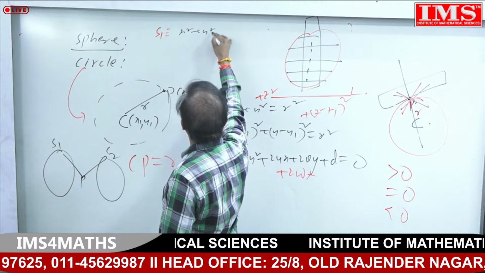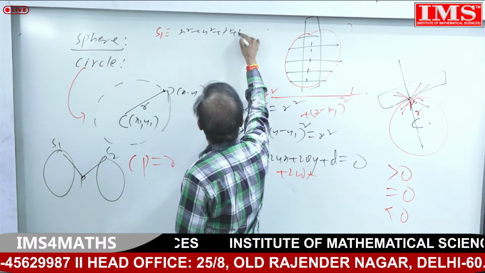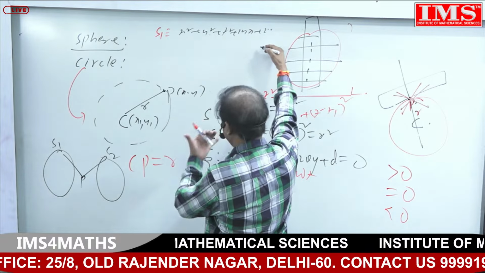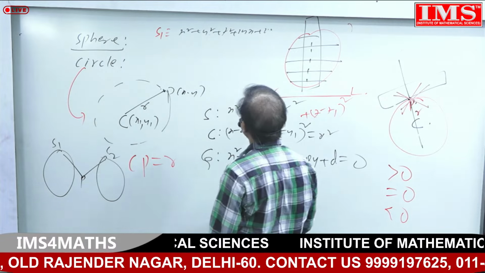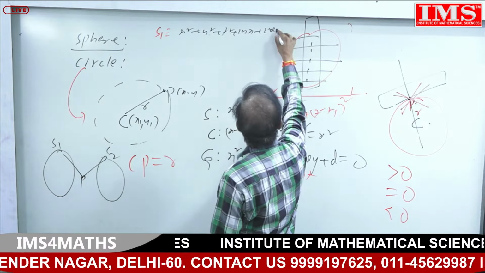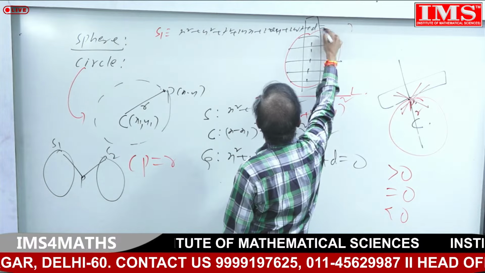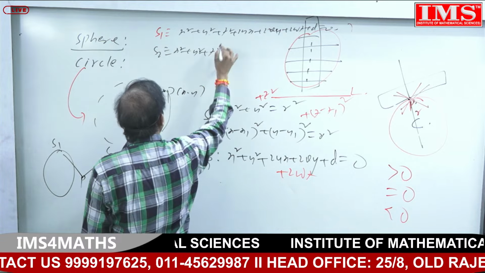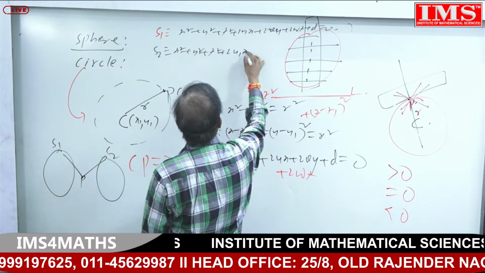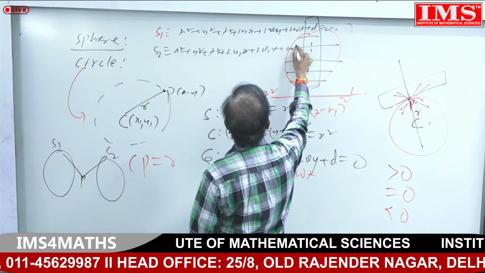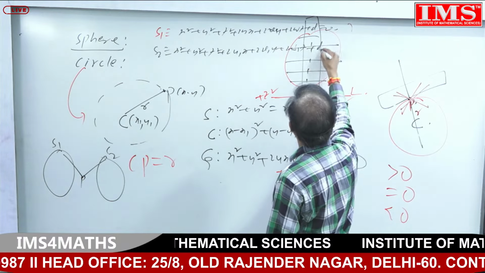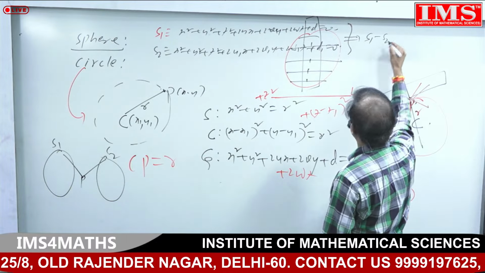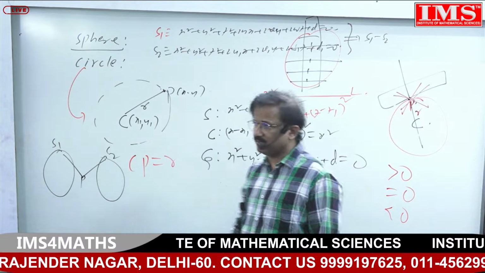S1: x² plus y² plus z² plus 2ux plus 2vy plus 2wz plus d is equal to 0. Next, the S2 sphere: x² plus y² plus z² plus 2u1x plus 2v1y plus 2w1z plus d1 is equal to 0. Now I can take S1 minus S2. What is my S1 minus S2? You tell me.